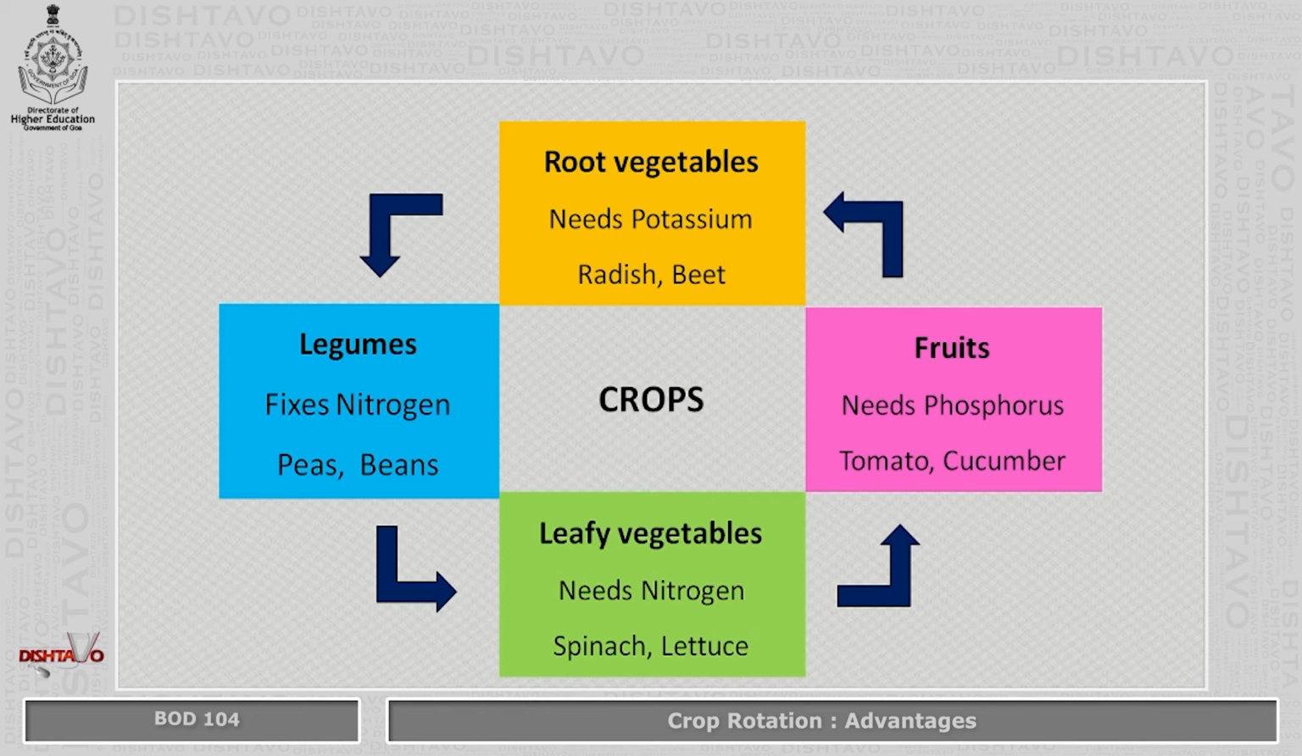Then after legumes are harvested, go for fruit plants. So they will be requiring a lot of phosphorus which will be available in the soil. So you can go for growing tomato or cucumber. So this is a general scheme that one needs to follow considering the principle of crop rotation system.